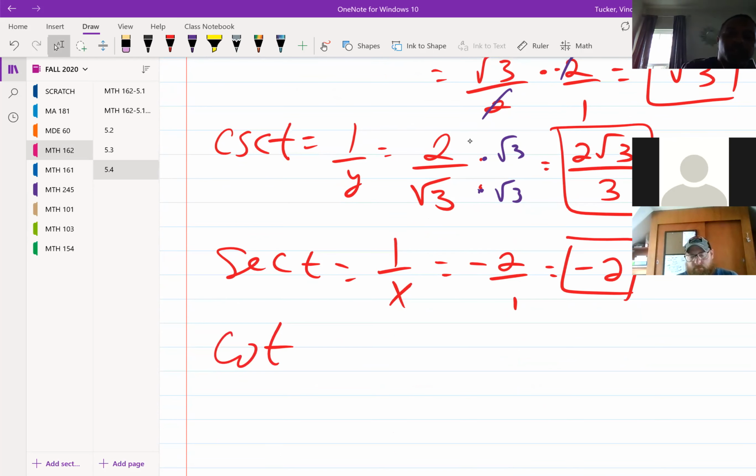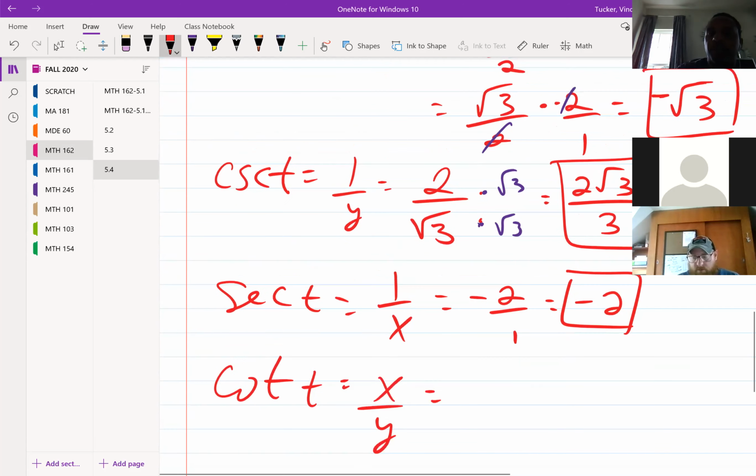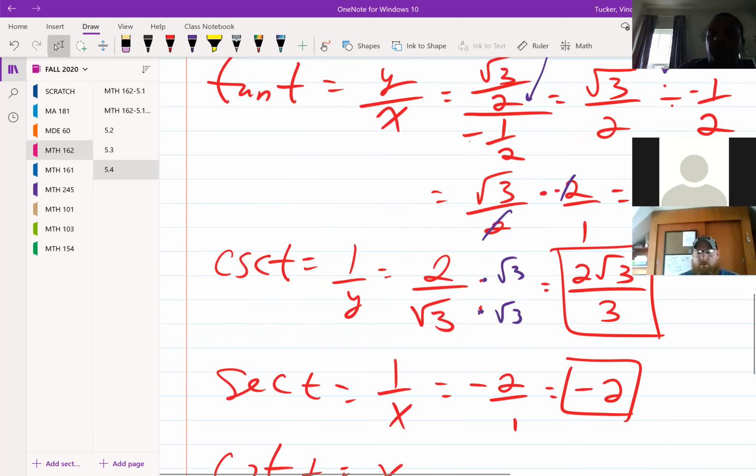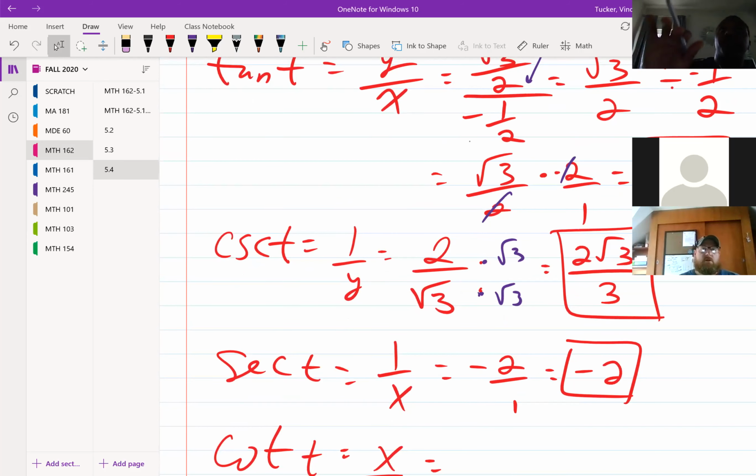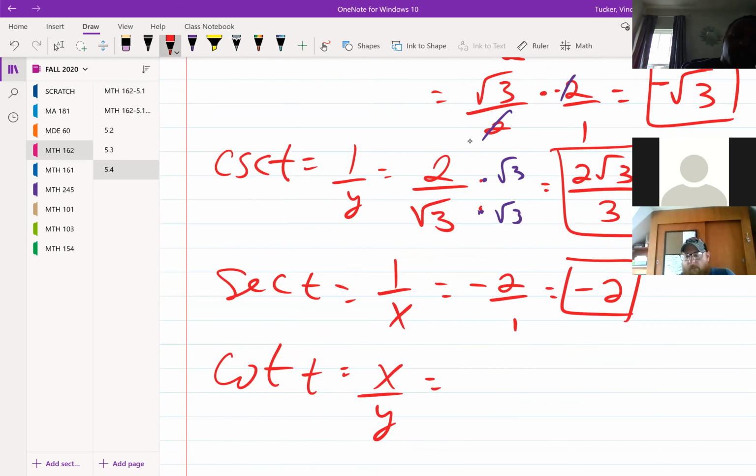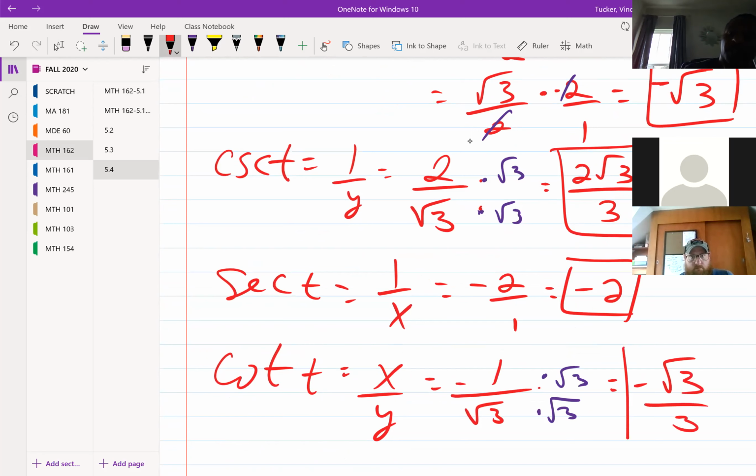All right, so let's finish it off with cotangent. That should be x over y. And really what we can do is just invert tangent to calculate cotangent. So that'll be 1 over, or negative 1 over square root of 3. So now we can rationalize this. And that would be negative square root of 3 over 3.